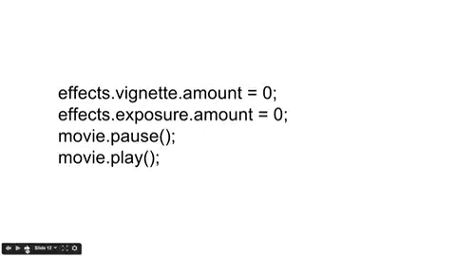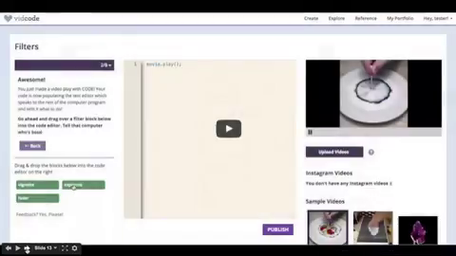To do this, we're going to connect it: effects dot the type of effect dot the amount of that effect. And then we can tell it how much of that amount we want in a numerical fashion. So, let's see how this looks on VidCode.